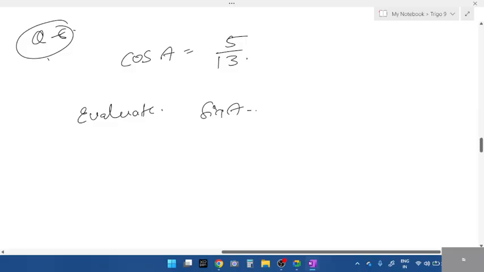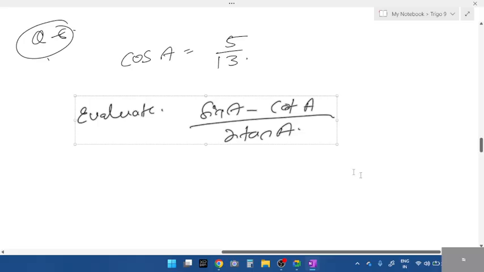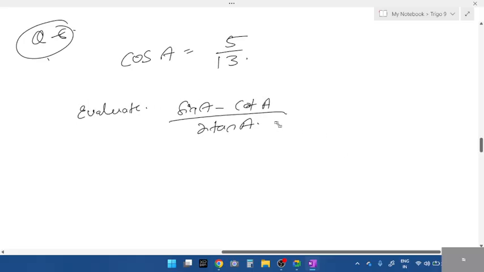Evaluate sin A minus cot A divided by 2 tan A. Here we need 3 values, students. Previously we were doing only one value. Here how many values do we need? 3, right? Sin, cot and tan.